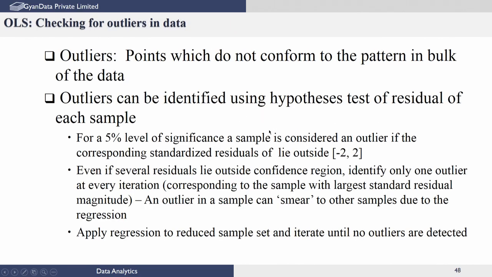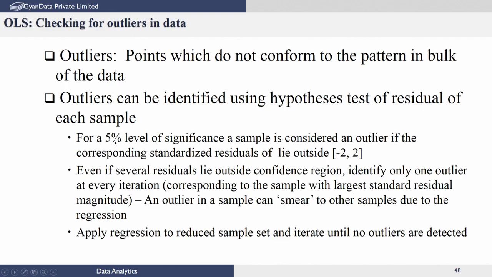Okay, the last thing that we need to do is also clean out the data. We do not want to use data that have got large errors, what we call outliers, points which do not conform to the pattern that is found in the bulk of the data, and the outliers can be easily identified using a hypothesis test of the residual for each sample. We have actually found the standardized residual. So, the standardized residual roughly we know it follows a t distribution, but for a large enough number of samples, we can assume that it follows a normal distribution.